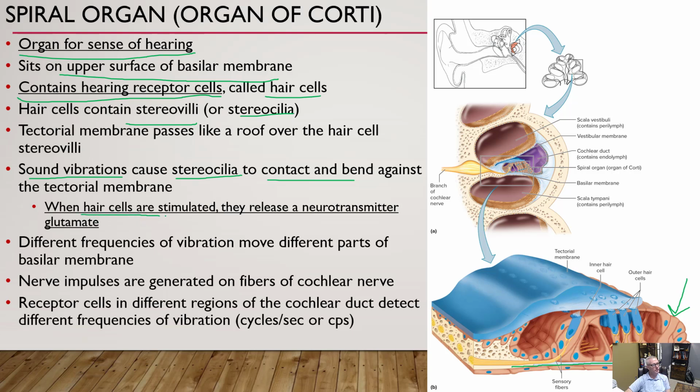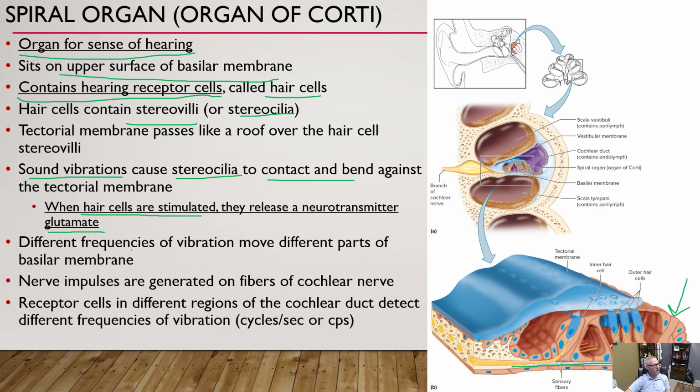Now, when those hair cells are stimulated, they're going to release a neurotransmitter called glutamate. We talked about acetylcholine being released for skeletal muscle contraction. We talked about norepinephrine in the sympathetic nervous system. Now we're learning about glutamate being the neurotransmitter for hearing.